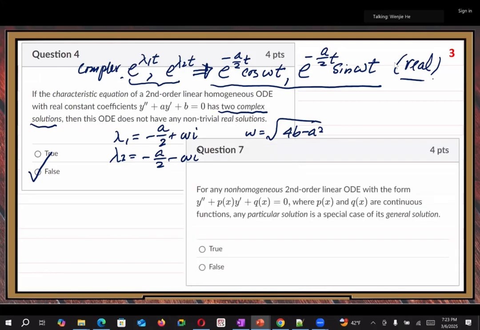Next one. Because it's non-homogeneous, it should be R, so R of x, because we use x as the variable. I didn't notice that. Then any particular solution, so it's true. Any particular solution is a special case of its general solution. That means no singular solution. This sentence tells us no singular solution.